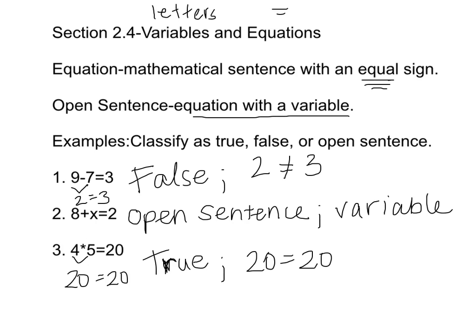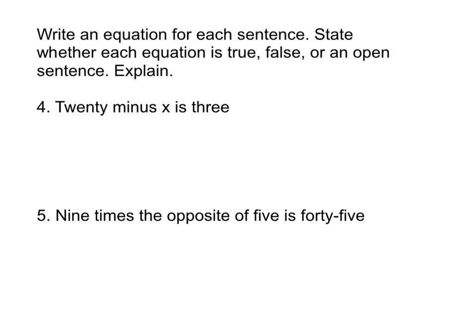Let's do some more examples. Alright, in this one, your directions say, write an equation for each sentence. So we've done this before, you guys. What's the product of 20 and 3? We would just do 20 times 3, except for this time, we are going to use the word is. Wherever you see the word is, you are going to write an equal sign. Is means equals. Alright, so we need to state whether each equation is true or false, or an open sentence, and we need to explain like we did on the last slide.